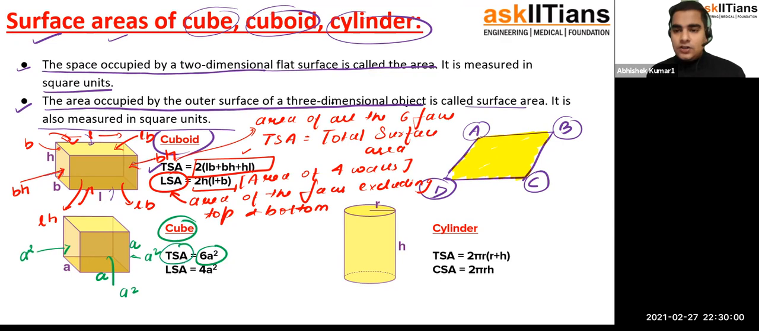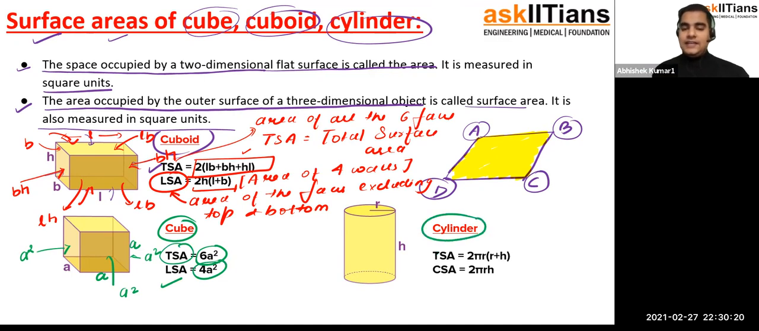And again, when you are talking about lateral surface area, that means you have to exclude top and bottom. When you exclude top and bottom, you are left with 4 faces. And if you want to find the area of 4 faces, that is going to be 4A square. That's very, very easy. Understood? After that, what do we have? We have cylinder. All right.